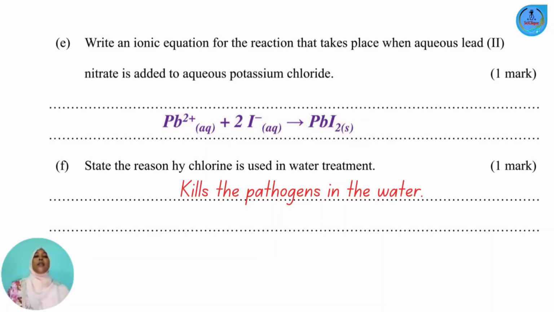Part F, state the reason why chlorine is used in water treatment. It kills the pathogens in the water.